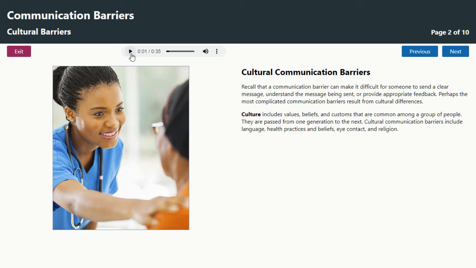Recall that a communication barrier can make it difficult for someone to send a clear message, understand the message being sent, or provide appropriate feedback. Perhaps the most complicated communication barriers result from cultural differences. Culture includes values, beliefs, and customs that are common among a group of people. They are passed from one generation to the next. Cultural communication barriers include language, health practices and beliefs, eye contact, and religion.